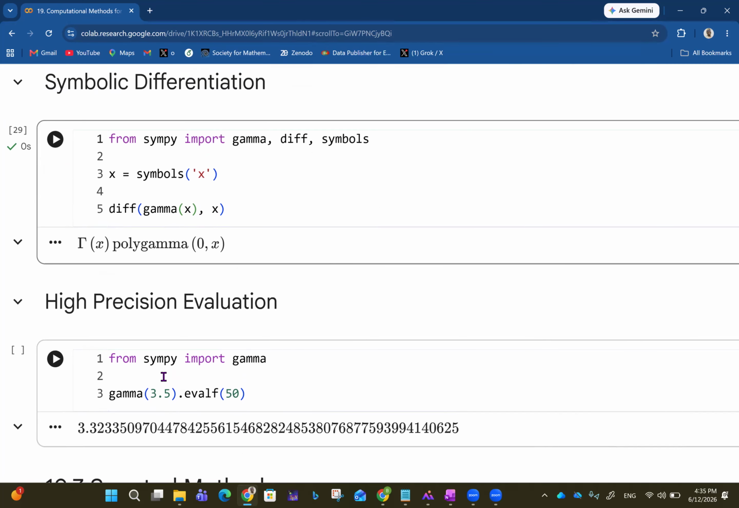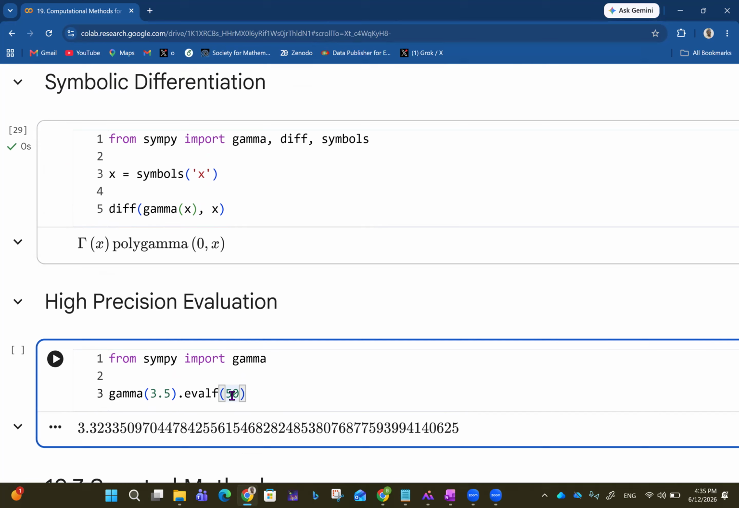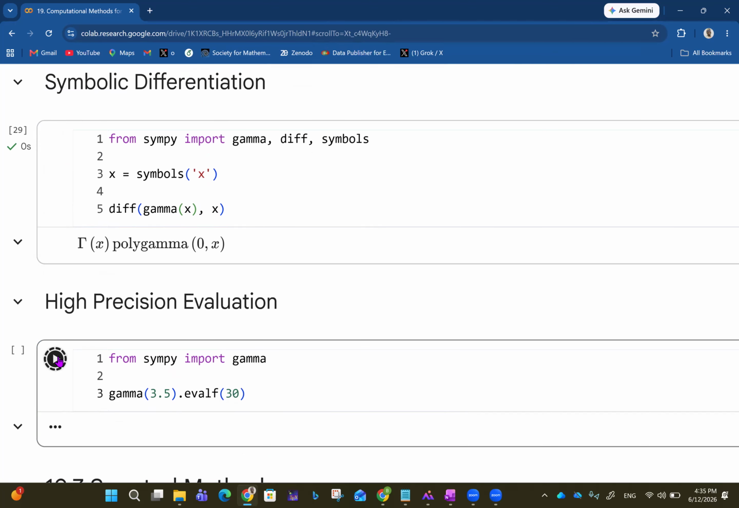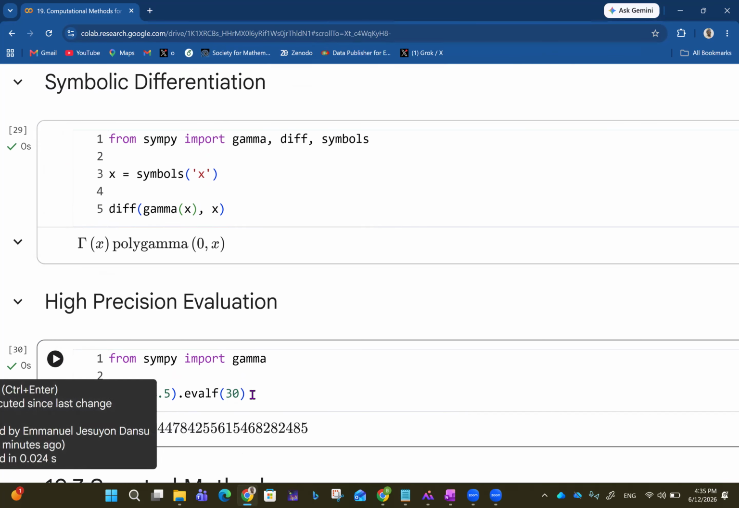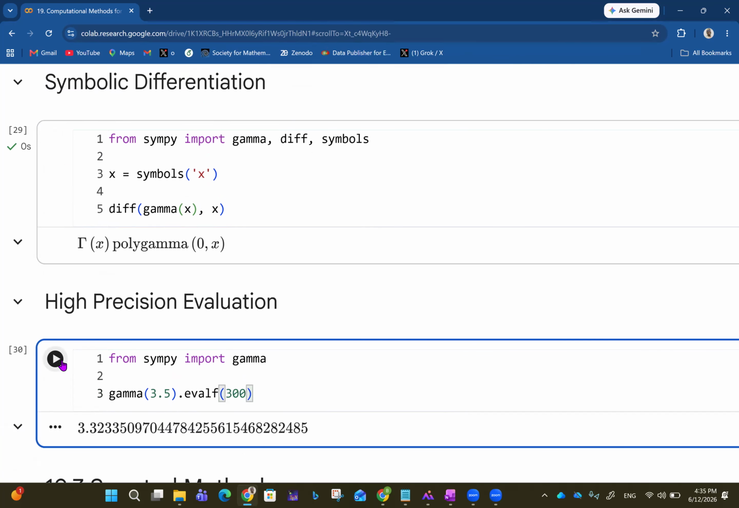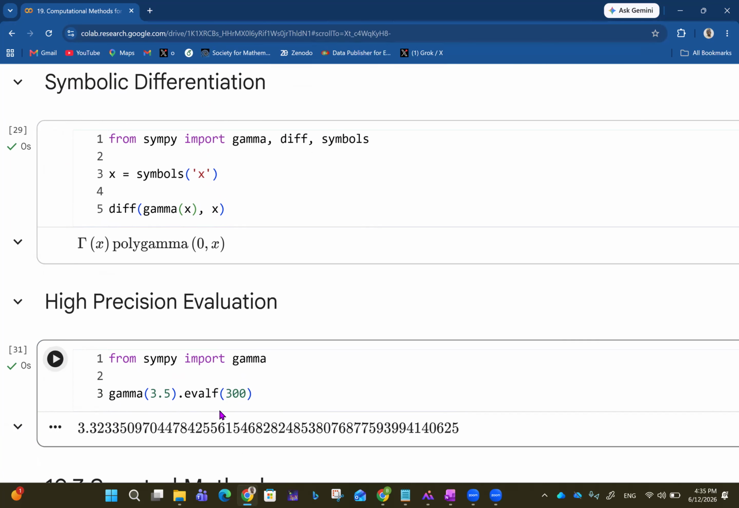Then you have high precision evaluation. We've seen things like that before. From SymPy import gamma, so you have gamma 3.5, evaluated up to 50 decimal places. What if I want just 30? It's shorter than this, so it all depends on what you want. If I want 300, it's way longer. Are you telling me this is 300? Interesting. Okay, so that's what that looks like.